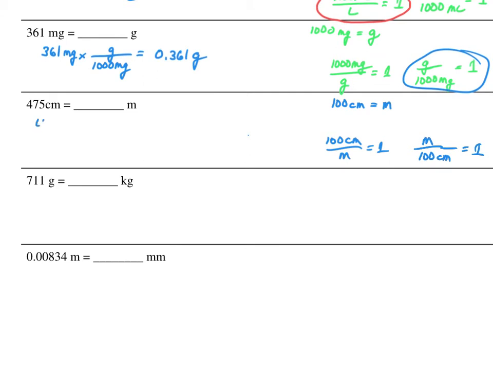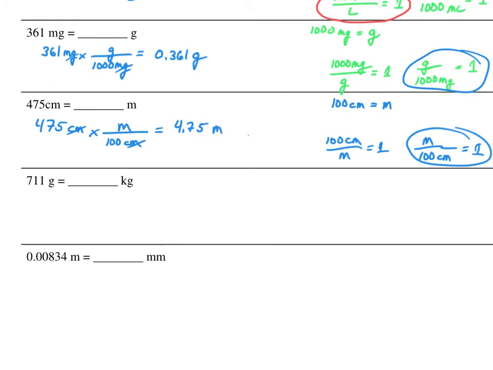Our initial number is 475 centimeters. We choose the conversion factor that's going to cancel out units of centimeters and give us units of meters. And we see here that we're going to have to divide by 100, so we move the decimal point twice to a smaller number, 4.75.